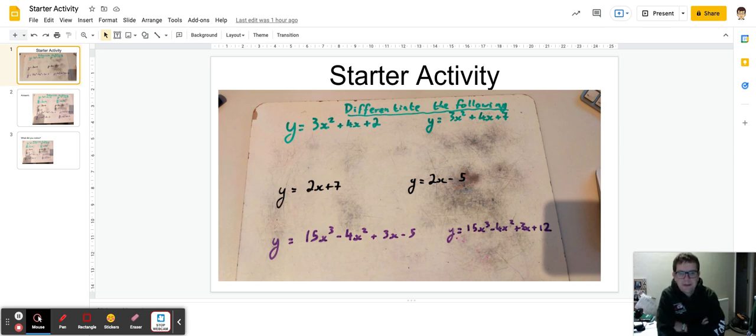So unfortunately you've got a video recording for bits of the lesson and then you've got some work to do by yourselves. So the first part of the lesson is this simple starter. I want you to differentiate the two green equations, differentiate the two black ones, and then differentiate the two purple ones. I'm going to give you a few seconds. If someone can pause, or if you're watching this on your own, just press pause before I go through the answers. Okay, so pause now.